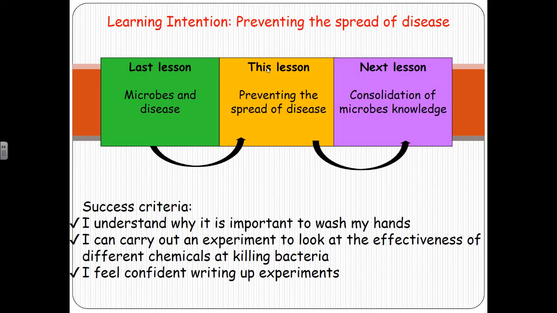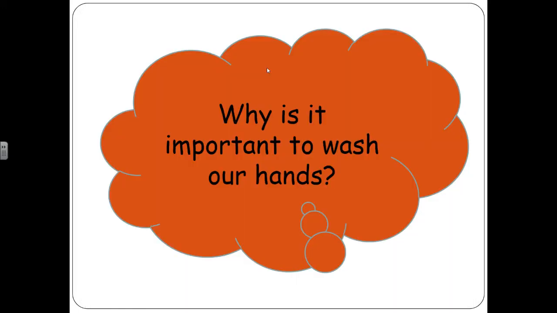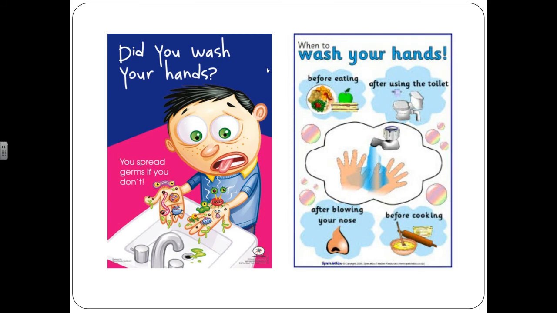Last thing we're going to do is look at the last bit of preventing the spread of disease. Nice and quick. Why is it important to wash our hands? So, did you wash your hands? You spread germs if you don't. When to wash your hands? Before you eat, after you use the toilet, if you play with pets, after blowing your nose, before cooking, and just regularly. Every couple of hours, just go and wash your hands.